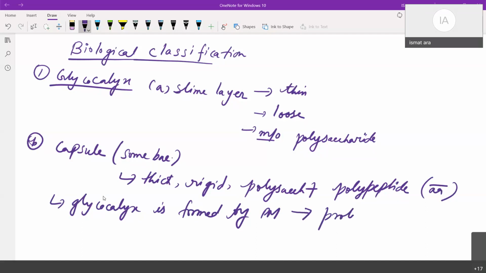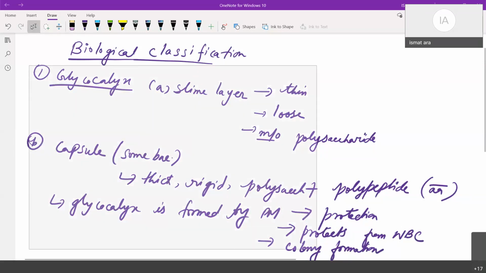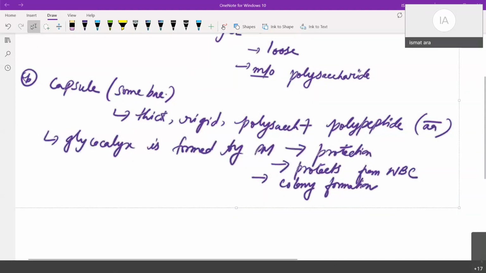Now, what is its function? Number one is protection. Now, the capsule protects from WBC, and they help in colony formation. These are three important functions. So this is about glycocalyx. Clear with glycocalyx, students? Yes, ma'am.